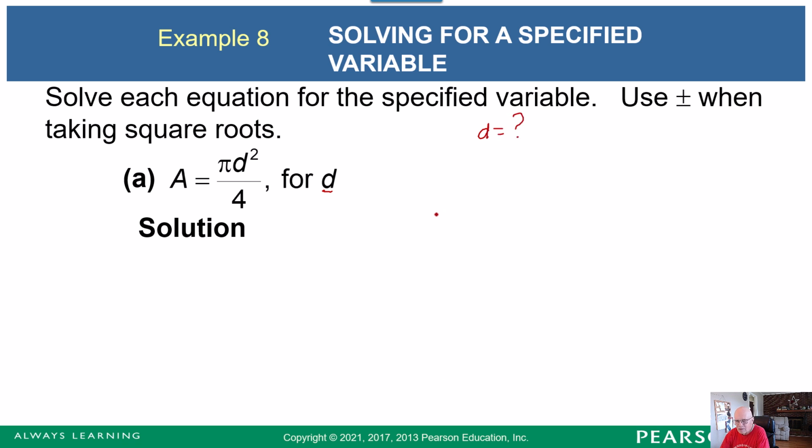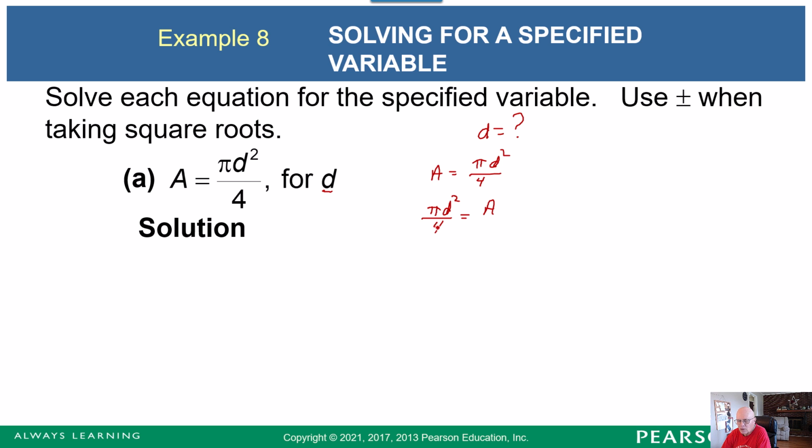Next, I want the d by itself. To do that, I need to cancel out the pi and cancel out the 4. So here's my pi d squared over 4. And I want to cancel out the pi, so I need pi in the denominator. Those will cancel. I also need to cancel out this 4 in the denominator, which means I need that. Now if I'm multiplying by 4 over pi on the left, what do I have to do on the right? Well, I'll have to do the same thing. 4 over pi times the area.